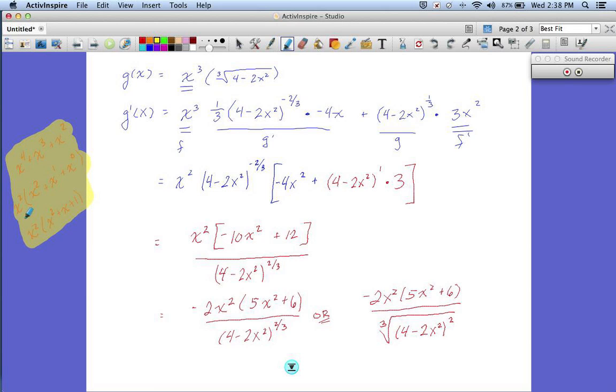So there we go. We are done with that, and we have concluded our simplifying procedure within the chain rule.